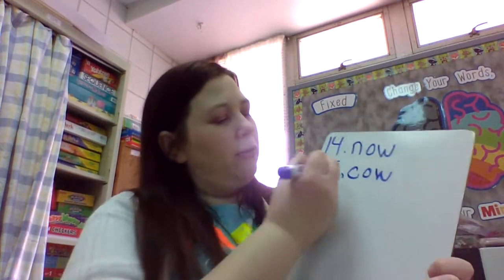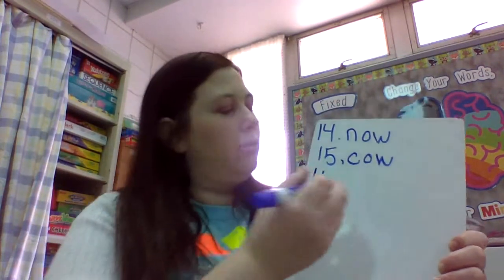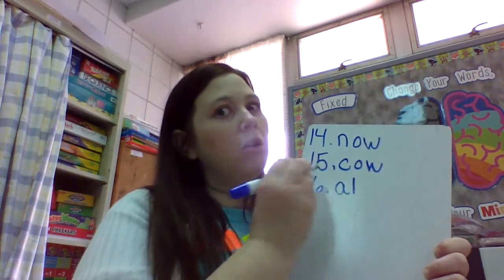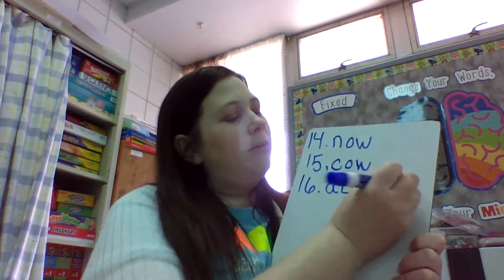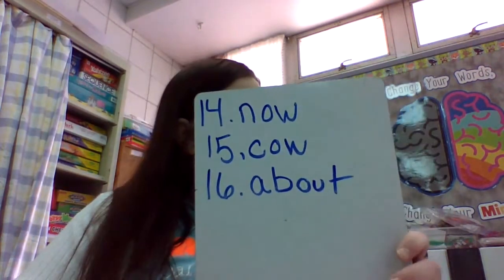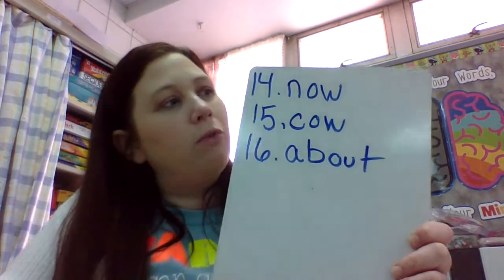All right, number 16, we're going to spell about. So that ow sound is in the middle of the word. That's that schwa too. It's an A. B. Ow. T. About. Go ahead and make sure you have those written down. Then we're going to talk about a sight word real quick too.